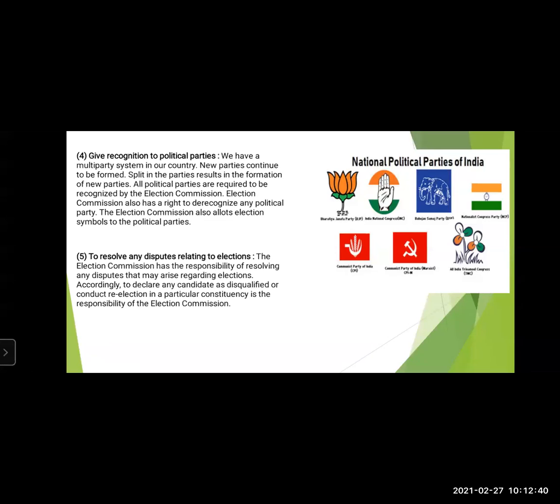Accordingly, to declare any candidate as disqualified, that this particular candidate is not eligible to take part in the election, or to conduct a re-election in a particular constituency, that is in a particular division or ward, is the responsibility of the Election Commission. So these are the 5 main functions carried out by the Election Commission.